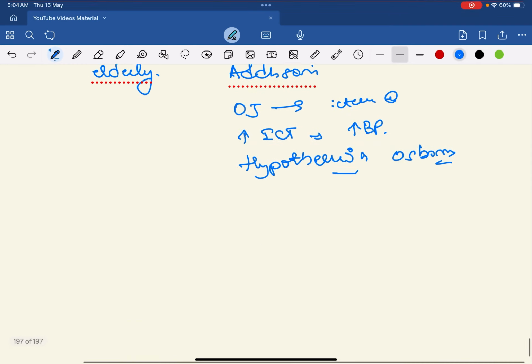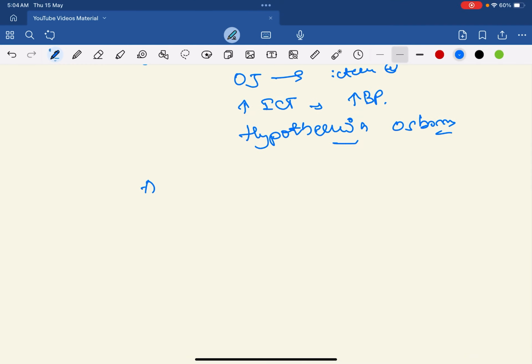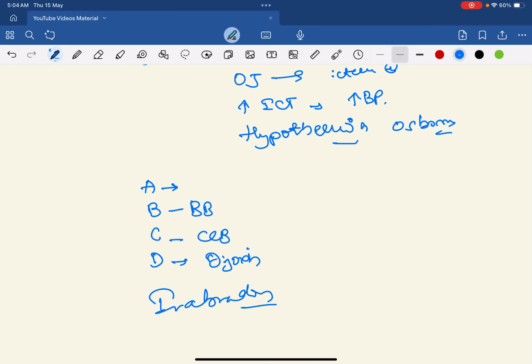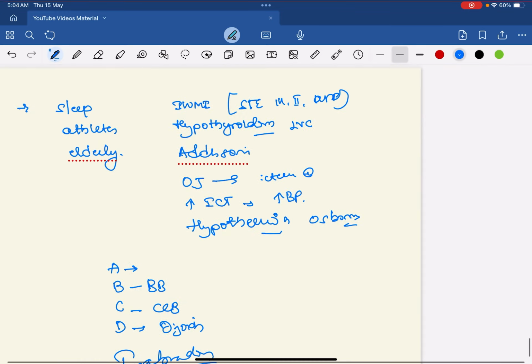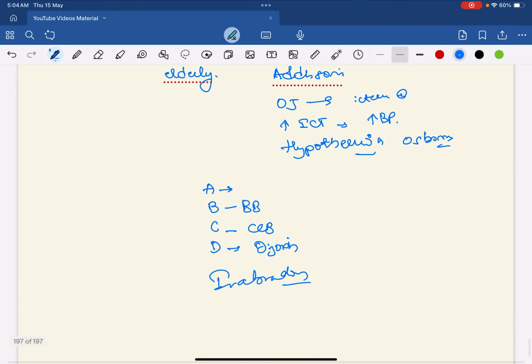Then what are the drugs causing bradycardia? They can be easily remembered by A, B, C, D. A stands for amiodarone and adenosine, B stands for beta blockers, C stands for calcium channel blockers like verapamil and diltiazem, D stands for digoxin, and one more bonus drug is ivabradine. So these are the causes of bradycardia that you have to know.